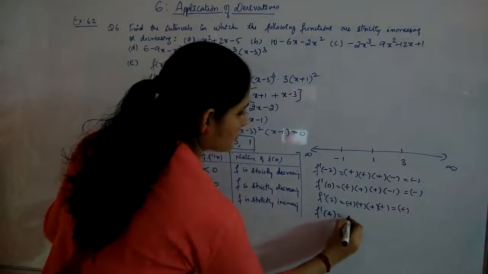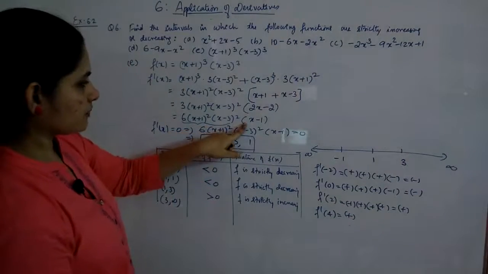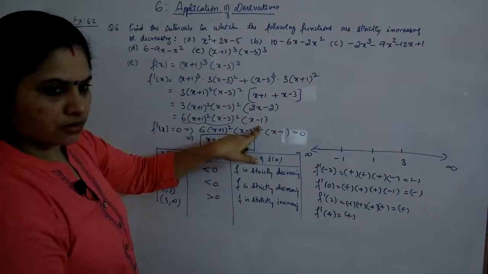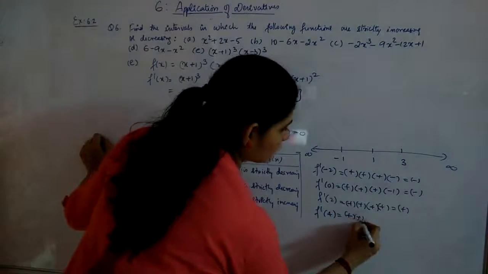Now for (3, ∞), take 4. f'(4) will be again positive. This will give you positive, positive. This is also positive, no? 4 minus 1 is positive. So all the terms are positive here.